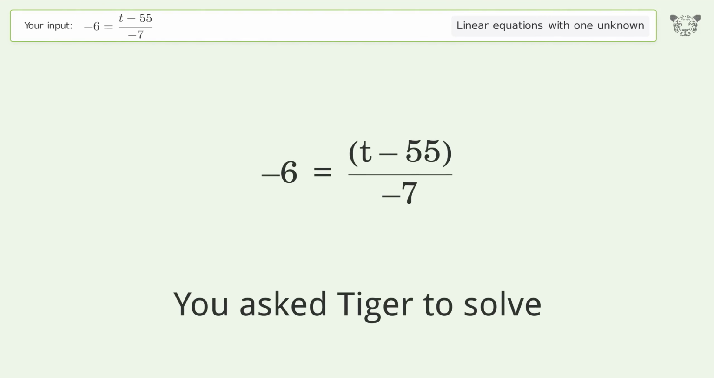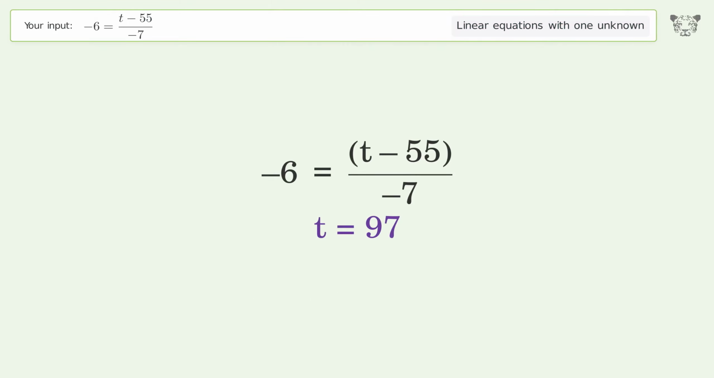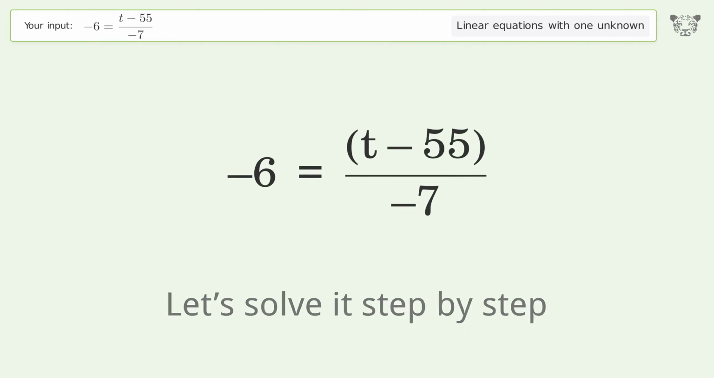You ask Tiger to solve. This deals with linear equations with one unknown. The final result is t equals 97. Let's solve it step by step.